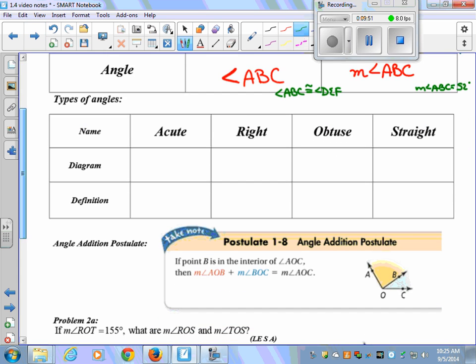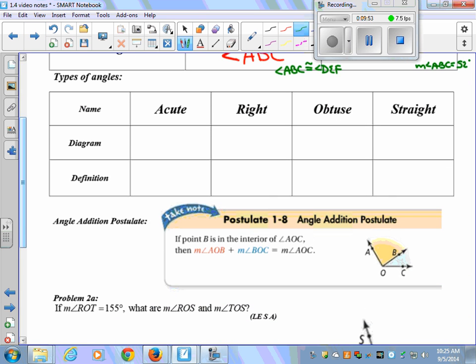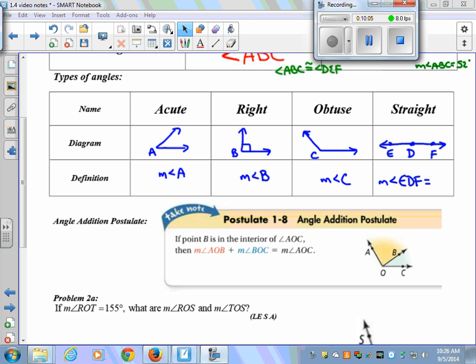Okay, this next chart here should be a review for you. I'm going to pause the video for a minute and fill this in, and then come back and copy it. Okay, so you'll see acute, right, obtuse, and straight angles. This first one, the acute angle, is a smaller type angle, and you'll see the measure of this angle is going to be between 0 and 90 degrees.